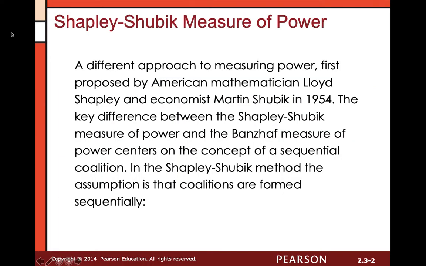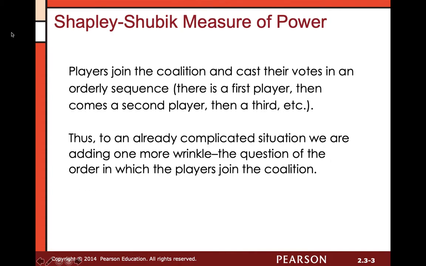So a different approach to measuring power that was first introduced by the American mathematician Lloyd Shapley and economist Martin Shubik in 1952. The key difference between the Shapley-Shubik measure of power and the Banzhaf measure of power centers on the concept of a sequential coalition. So if you recall coalitions, we originally talked about it did not matter the order that you wrote them in. In the Shapley-Shubik method, the assumption is that the coalitions are formed sequentially instead.